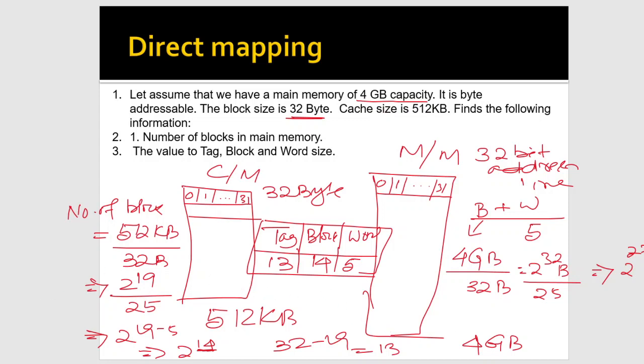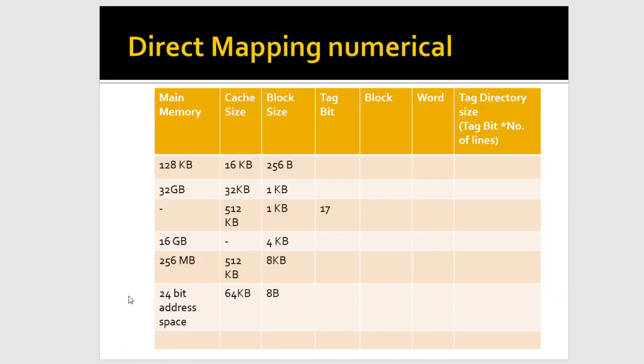And now look at some other numericals. These all are related to direct mapping numericals. So here the main memory size is how much? 128 KB.